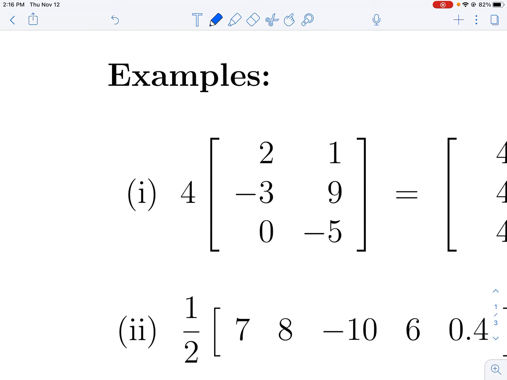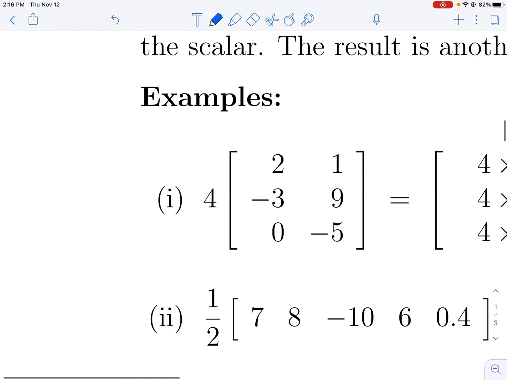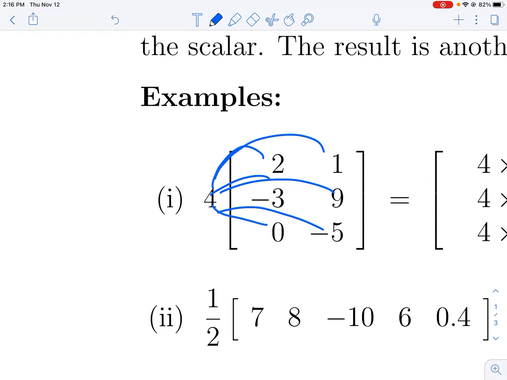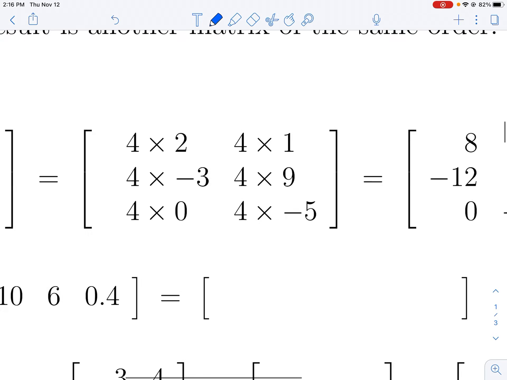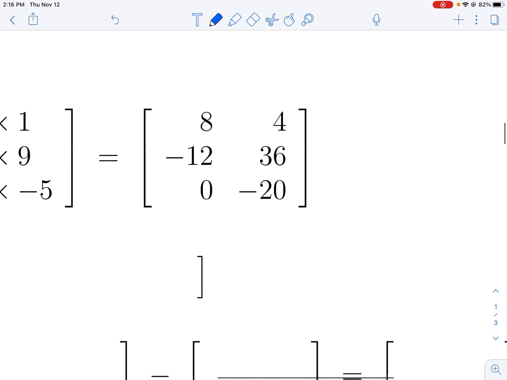A scalar is a number that's not in a matrix. It's just a single number. And the way that works is you really just distribute the number to everything inside. So 4 times 2, 4 times 1, 4 times negative 3, 4 times 9, 4 times 0, 4 times negative 5. You can see all the 4 times those. And you get this result here.